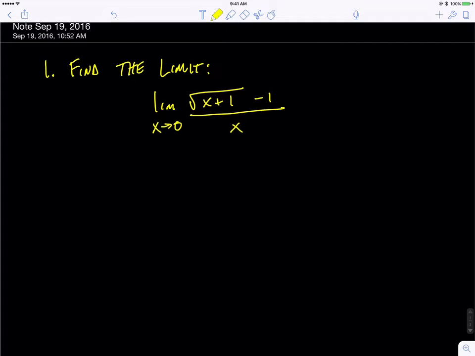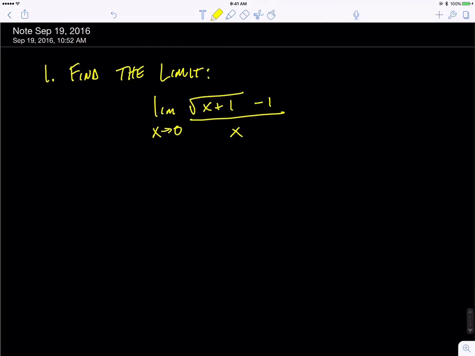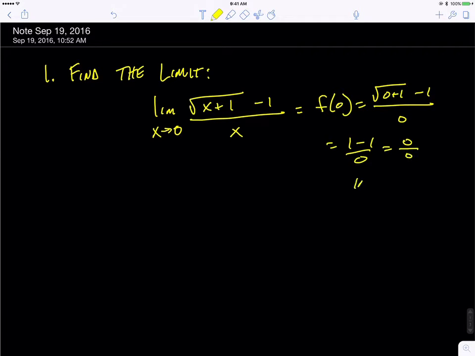Okay, for this method, what happens if we have a function that looks like this and we try our limit theorem? We want to see if the function is continuous at 0. So I plug in 0 into the function. That gives me 0 over 0, which is indeterminate. That means the function is not continuous at this target value 0.